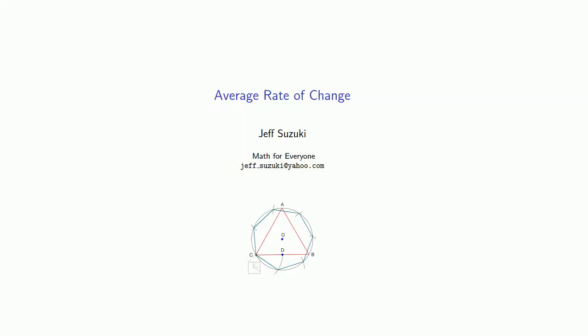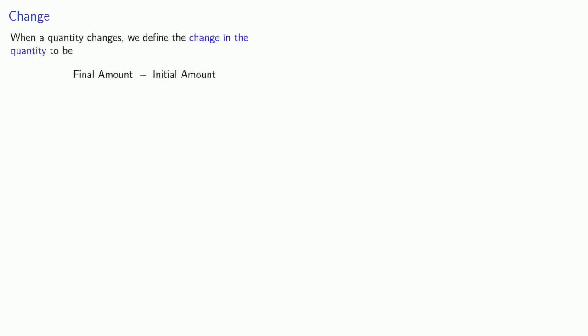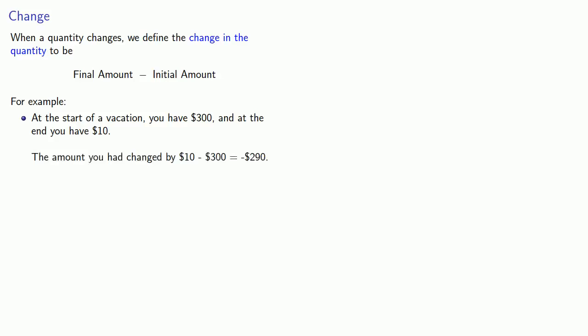One way to describe calculus is that it is the mathematics of how things change. So let's take a deeper look at this notion of change. When a quantity changes, we define the change in the quantity to be the difference between the final amount and the initial amount. For example, at the start of a vacation you might have $300 and at the end you might only have $10, and so the amount that you had changed by 10 minus 300, or minus $290.